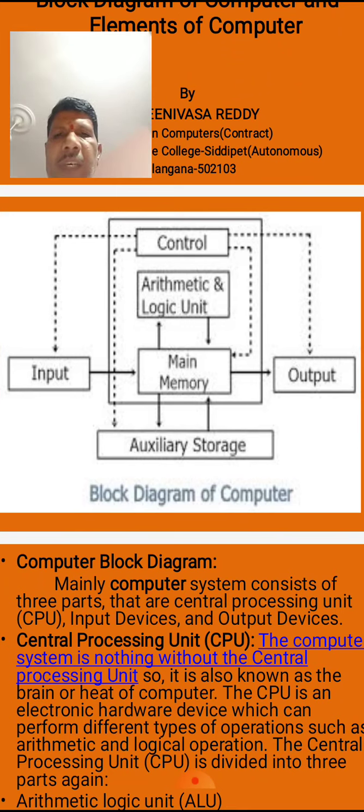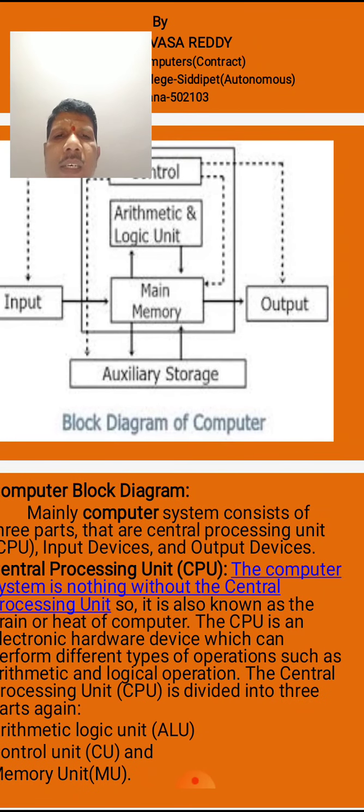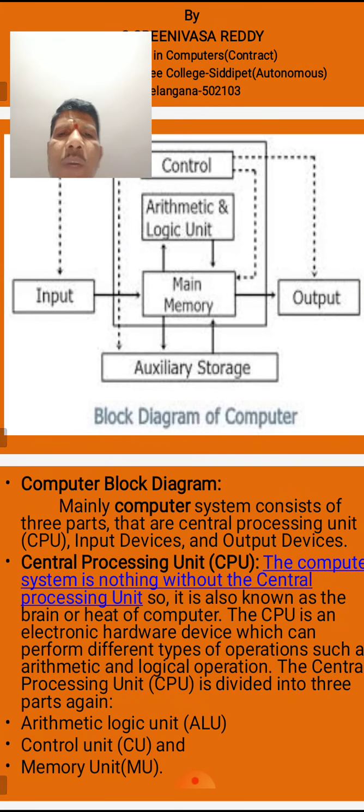Mainly a computer system consists of three parts, that are central processing unit, input devices, and output devices. The structure has input devices, output devices and CPU. And the CPU is nothing but the central processing unit. This is the central part of the computer. It is also known as the heart of the computer or brain of the computer.